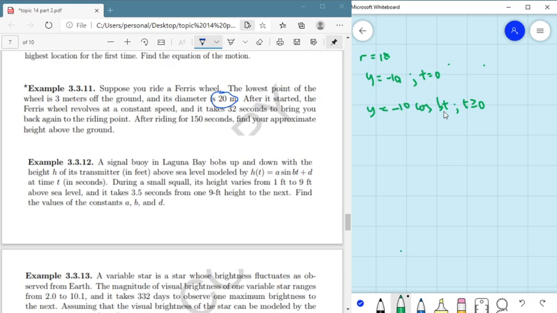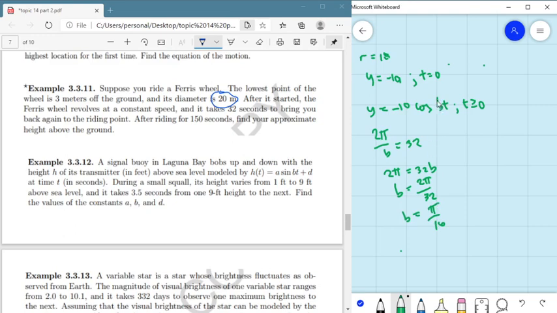Since the period is 32 seconds for one revolution, 2 pi over b is equal to 32. Okay, that's the period. So 2 pi equals 32b, giving us b equals 2 pi over 32. Therefore we can say that b is equal to pi over 16.